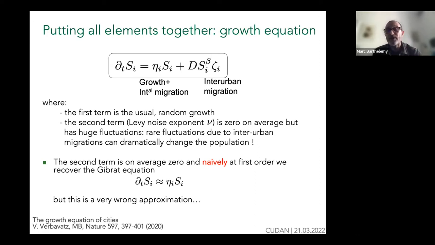If you keep only the first term, which is the random growth, the rank would stay constant all the time. So you would have the most important city, the second one, and life would be extremely quiet, and cities would grow quietly and keep their rank. The turbulence in the rank order really comes from this interurban movement, which is extremely important and governs the rank of a city, in fact.